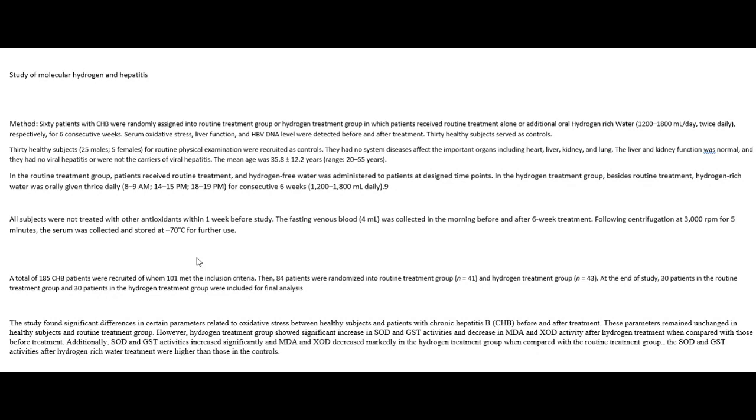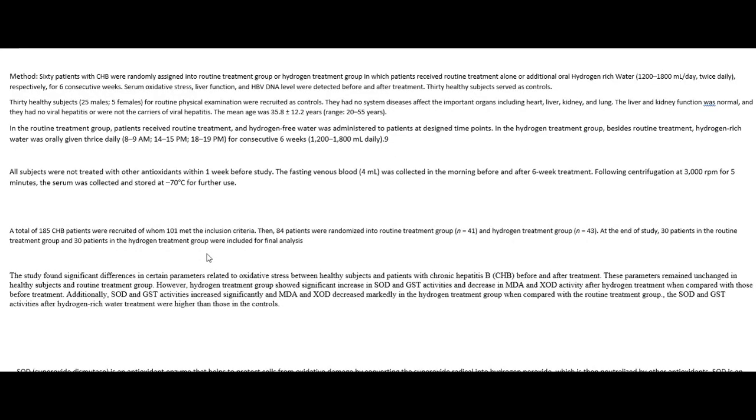Anyway, let me continue. What was I gonna say? A total of 185 chronic hepatitis B patients were recruited. Oh yeah, what I was gonna say is that it still sucks. In one place they force them to drink extra water 3 times a day, and in another place they don't drink extra water 3 times a day, and everybody says that drinking water, staying hydrated, is good for you, right?